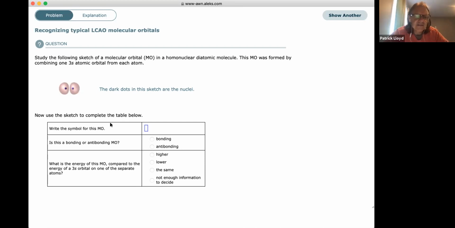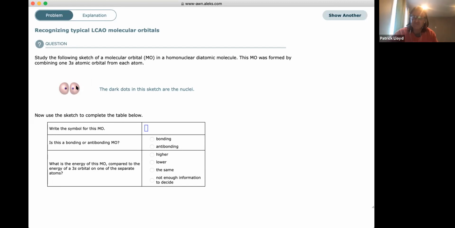Now, what about writing the symbol for this? Well, you know it's from 3s. So it's either sigma or pi, and here's the deal. If you only have 2 lobes, it's a sigma. If you have 4 lobes, it's a pi for the antibonding. For the bonding, if you have 2 lobes, it's pi, and if you have 1 lobe, it's sigma.